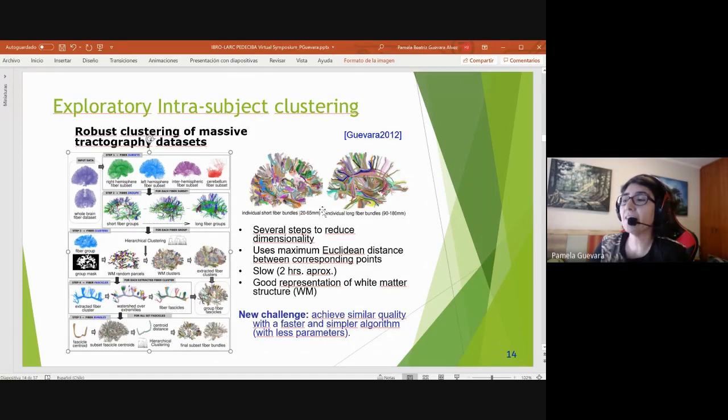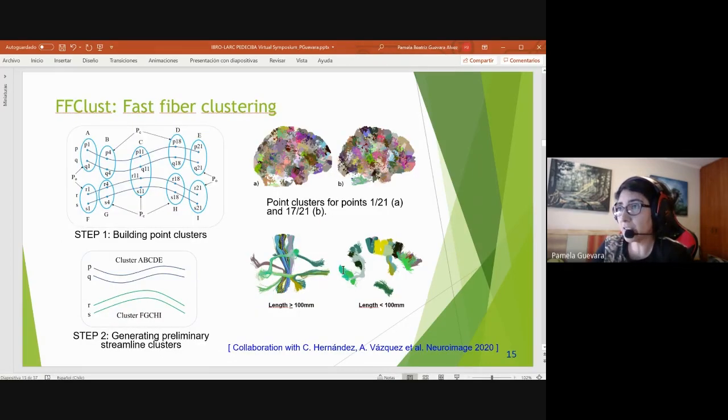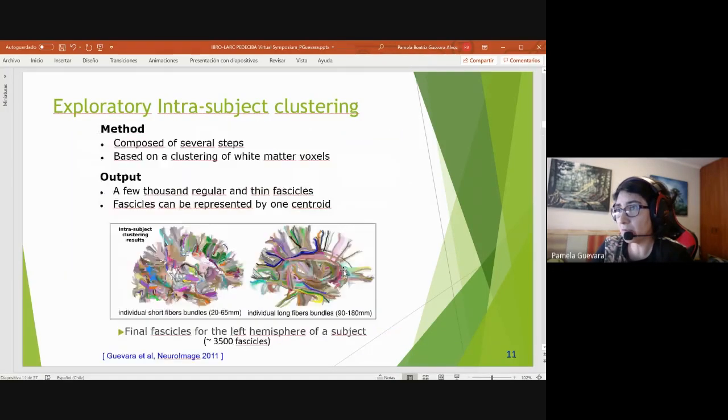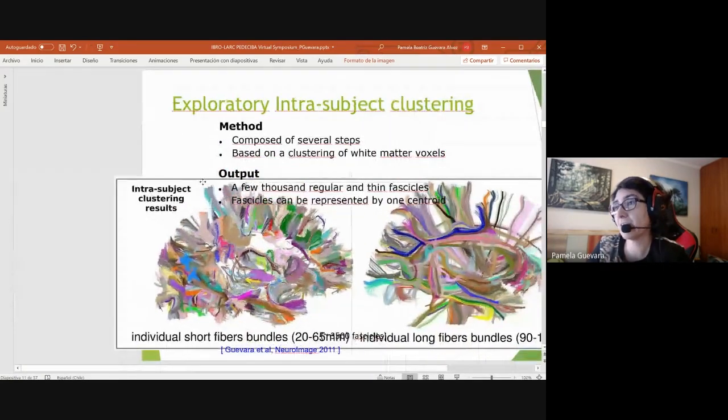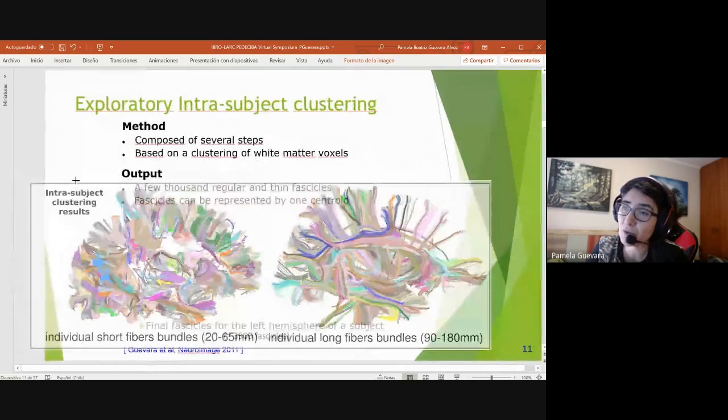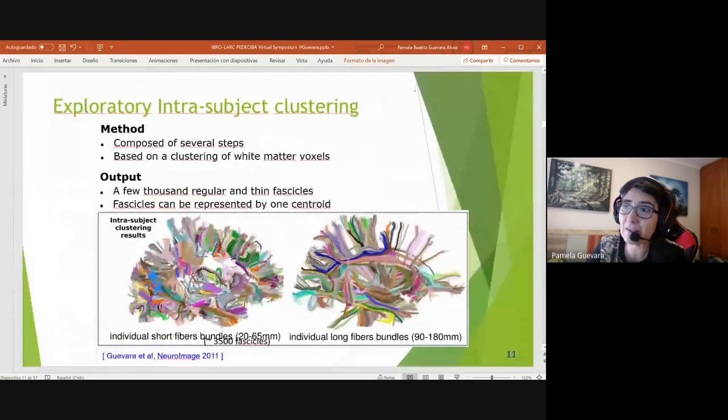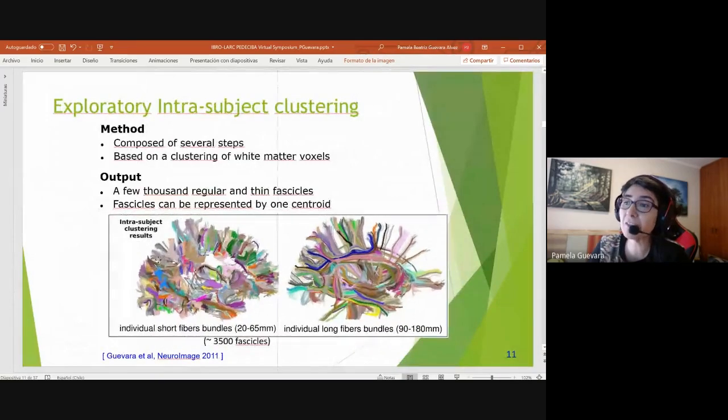we can extract groups of similar fibers and finally find what I show here: a representation of the tractography based on a group of clusters. Okay, that is the main idea. It's just a representation with less information, but it's very useful for the processing that I will show you.